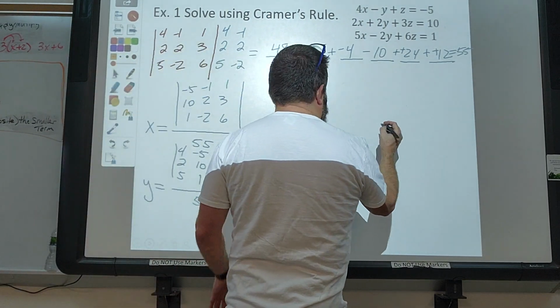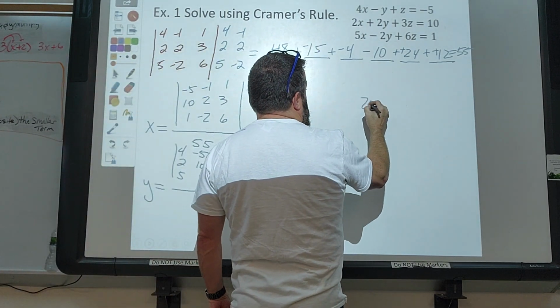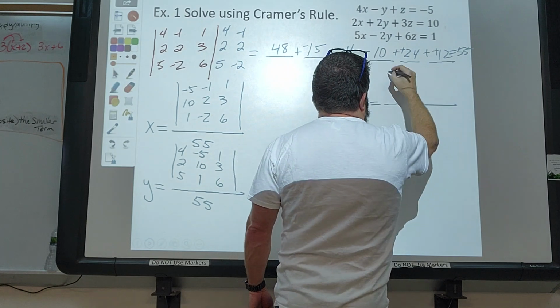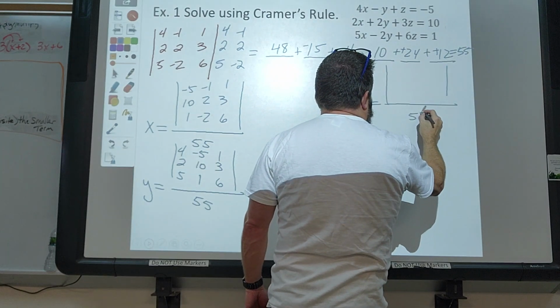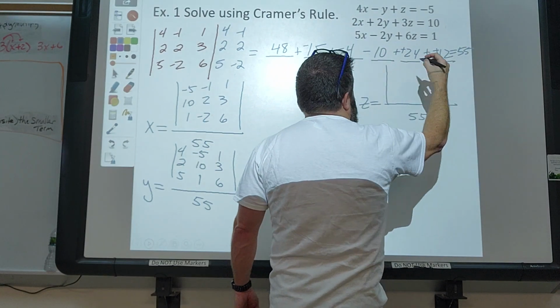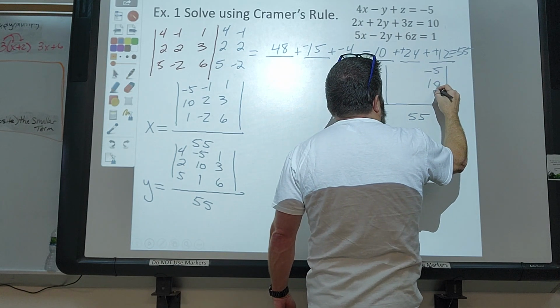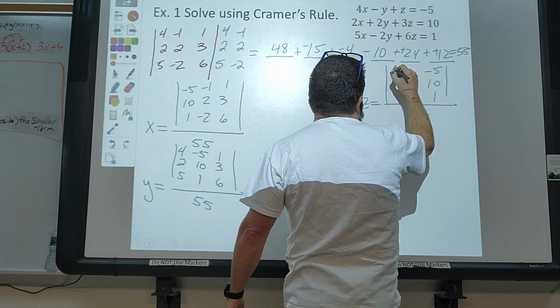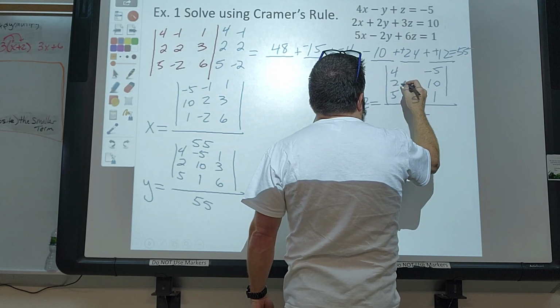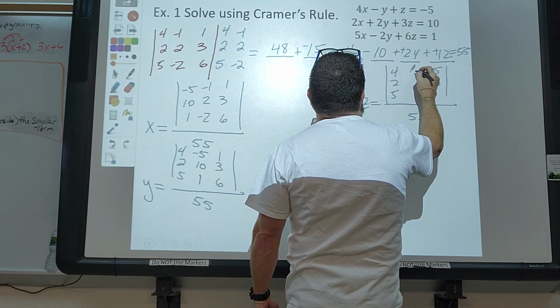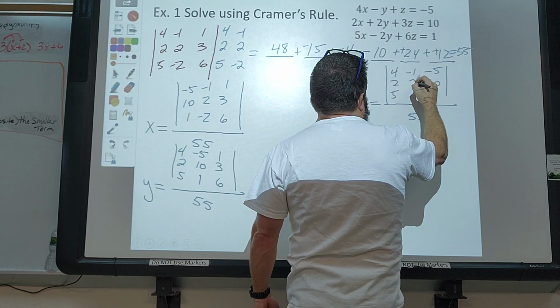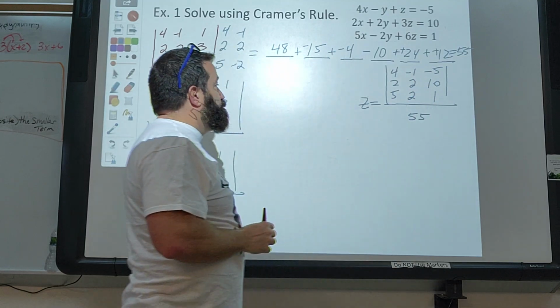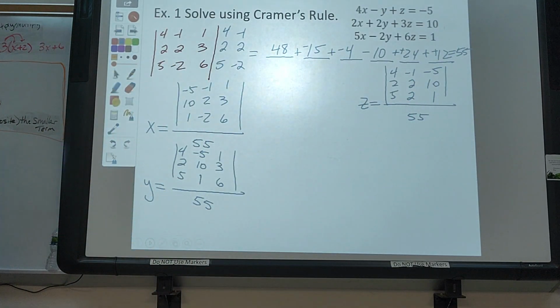And then, of course, when I get to z, I don't know where I'm going to put that. But z, again, is going to have a denominator of 55. But the numerator is going to have the negative 5, 10, 1 in the right column. And then the left two columns are going to be the same as the original denominator, 4, 2, 5, negative 1, 2, 2. So now I've got a bunch of determinants to do. Got 3 more to go.